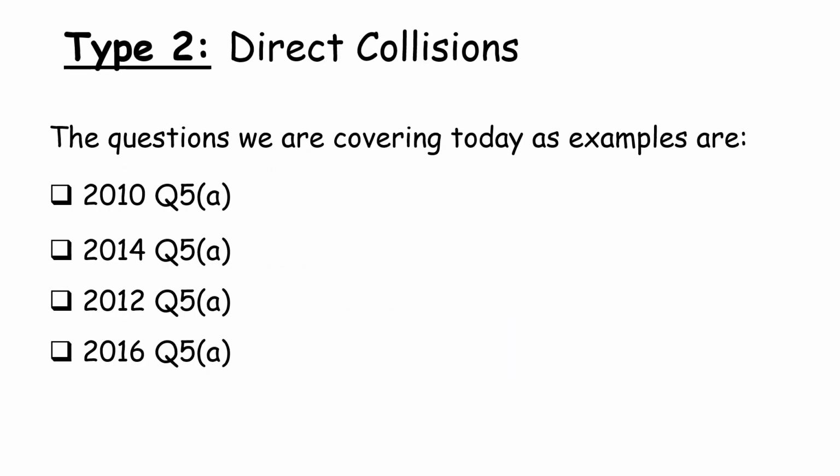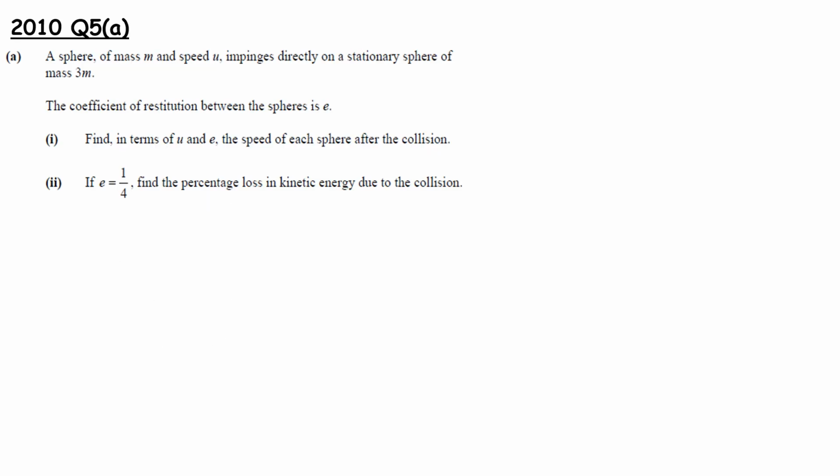So the questions we're going to look at today are the 2010 question 5 part A, 2014 question 5 part A, 2012 question 5 part A, and 2016 question 5 part A. In general, what we see in the question 5s is we have part A, which is a direct collision, and then part B, which is an oblique collision. That's not always 100%, but it's a good rule of thumb for what we've seen in recent years. Okay, so let's take a look at the 2012 question 5 part A.